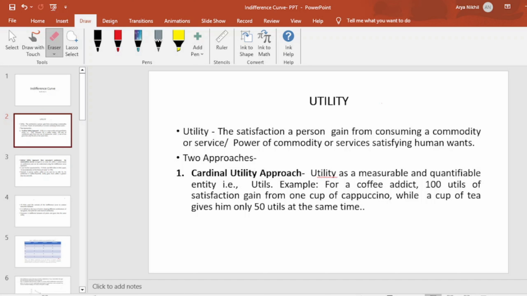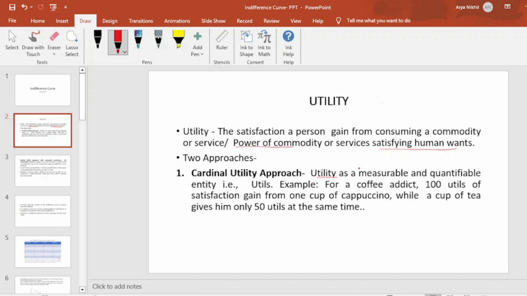Let us start with the concept of utility. Utility simply means the satisfaction a person gains from consuming a commodity or service. It can also be defined as the power of commodities or services to satisfy human wants. So, utility means the satisfaction we gain from a particular product, or the power of commodities satisfying human wants.